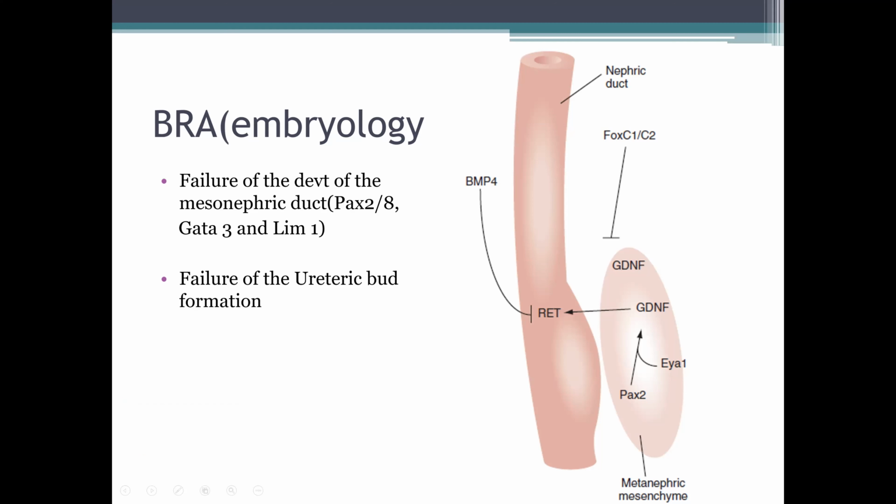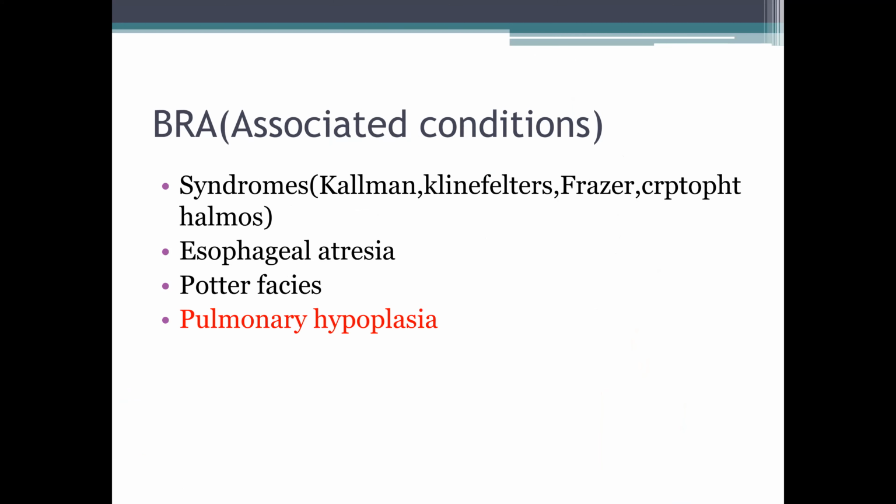So that is the bilateral renal agenesis. It is associated with some syndromes: Kallmann, Klinefelter's, Fraser, and cryptophthalmos. These children may also have esophageal atresia. Potter facies are very common, but the most dangerous is the pulmonary hypoplasia, and that's the one that causes death.